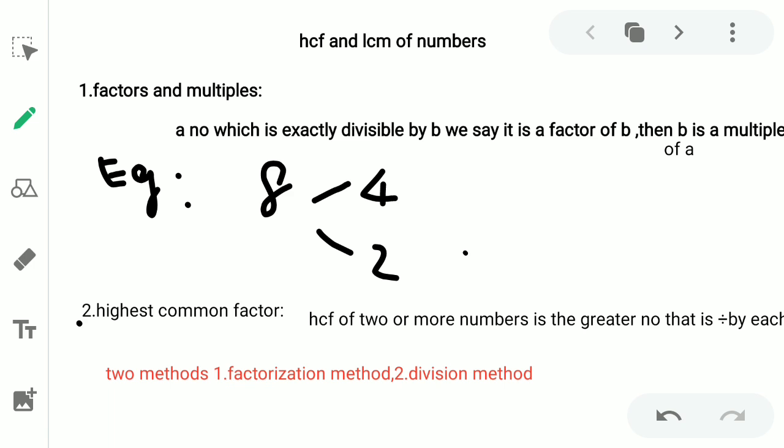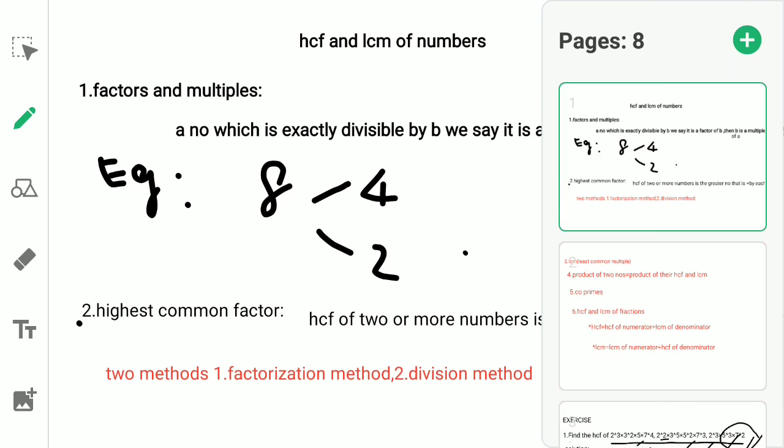Next one is highest common factor. HCF of two or more numbers is the greatest number that is divisible by each of them. Here I have two methods. The first one is the factorization method and the second one is the division method.